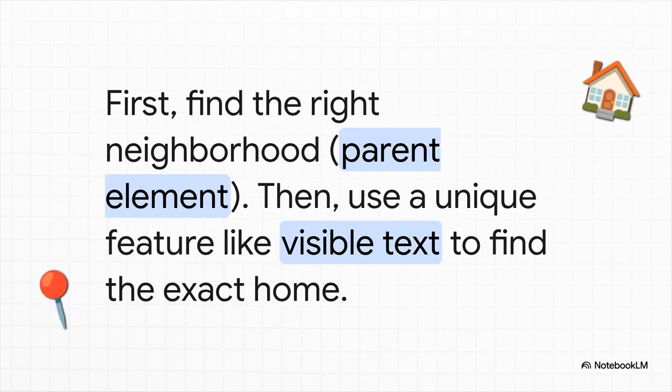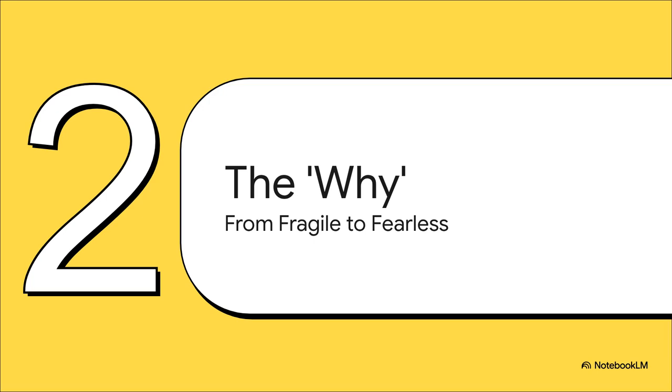Now, the smart way is completely different. First, we tell Playwright, hey, go to the right neighborhood, like the products list area. Then, once we're there, we use a unique landmark, something a human would see, like the house color, or in our case, the text Product X, to find the exact home. This way, even if the houses next door get repainted, we still find the right one. See the difference?